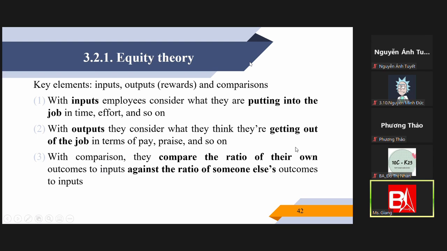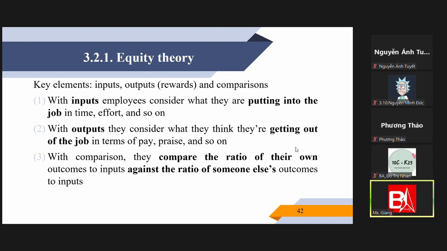Employees will compare the input with the output they receive in comparison with the input and the output from other people. In the input, employees will consider what they are putting into the job. For example, how much time and how much effort they put into the job. In the output, they consider what they are getting out of the job. For example, the wage, the prizes, etc.